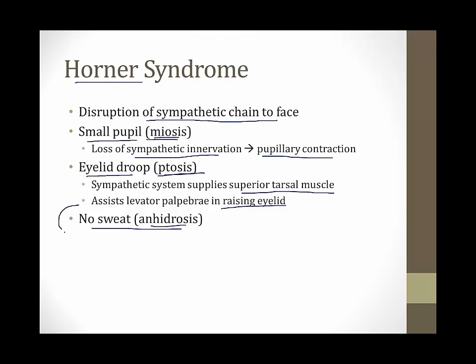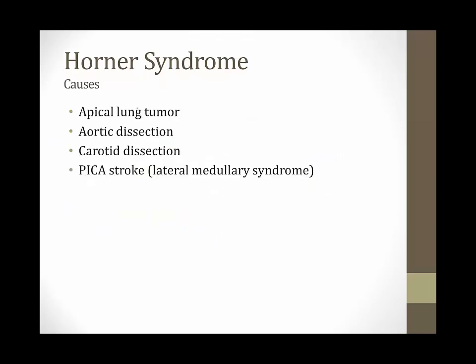And this final symptom, anhidrosis, is usually not obvious clinically. These other two are what are obvious clinically. Patients have a small pupil and a drooping eyelid. There are many causes of a Horner syndrome. That's because the sympathetic chain courses near many important anatomical structures which can become diseased and interrupt the nerve pathway. Some that are worth knowing include an apical lung tumor, an aortic dissection, a carotid dissection, and a PICA stroke, which can lead to the lateral medullary syndrome, which I discuss in the brainstem modules.